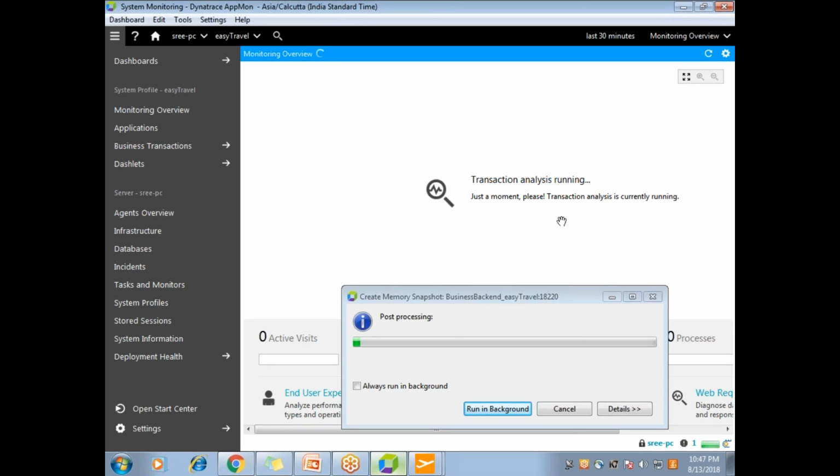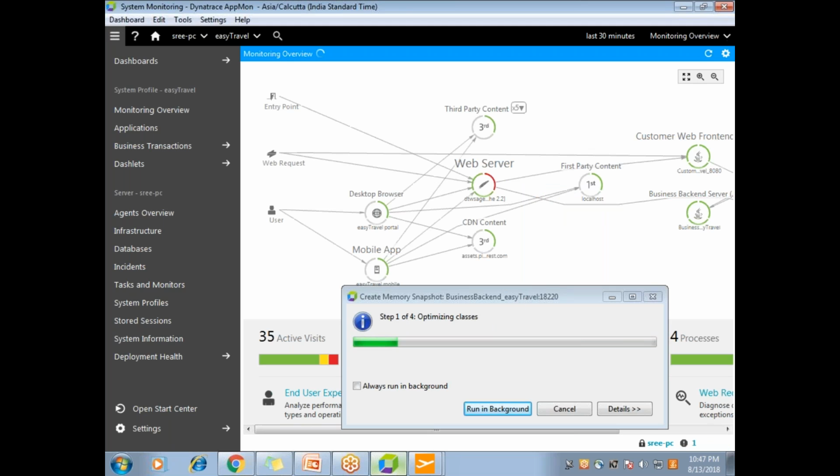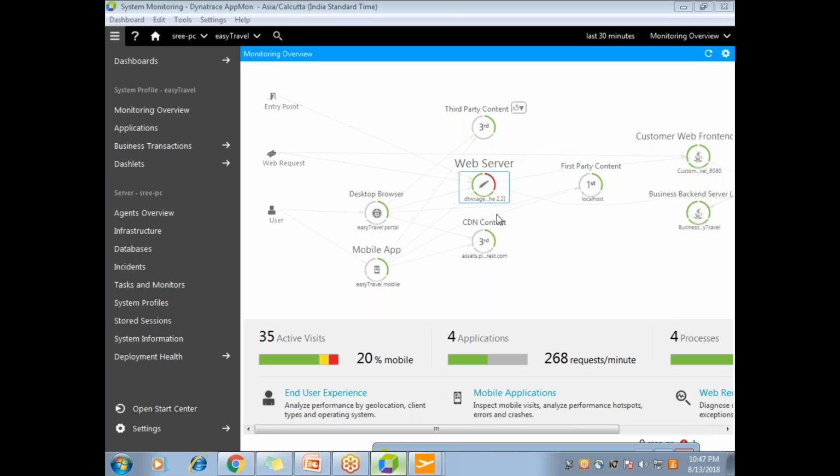Transaction analysis running. Just a moment, please. Transaction analysis is running. Oh my God. Yeah, finally it showed up. Okay, so let's go through at least one of them. Let's go through this web server.